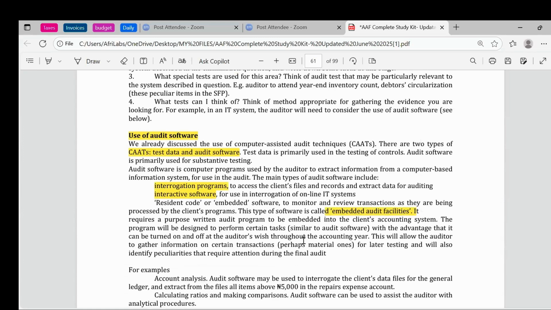and basically help the auditor to gather audit evidence that he will use later in the audit. The reason why I'm laughing is because I've also practiced audits to a certain extent, and I've not really seen this. If anybody has seen the actual use of embedded audit facility, they can let us know. Anybody? But when we become auditors, then if we see it we'll come and tell you. Okay, I will have moved on.